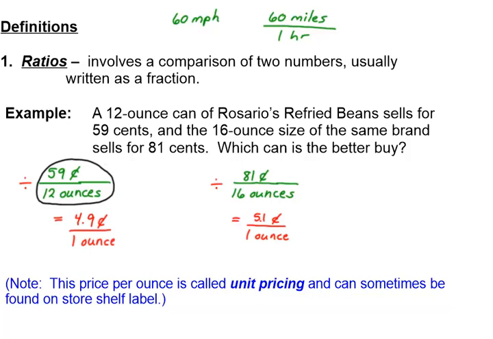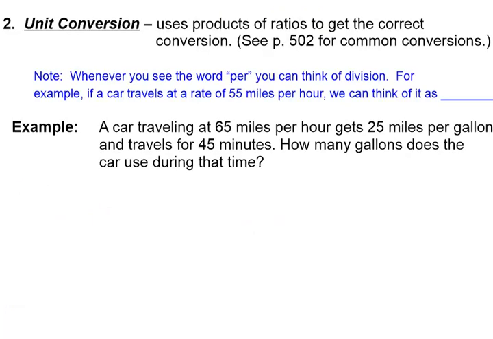Let's do something with what's called unit conversion. Unit conversion is where we use products of ratios to get the correct conversion. So you're going to go to page 502 to see some of the common conversions. A product means that we're going to be multiplying, so we're going to multiply. And a ratio, remember, is fractions, so we're going to multiply fractions together. Alright, another thing you need to know, whenever you see the word per, that means to do a division problem.